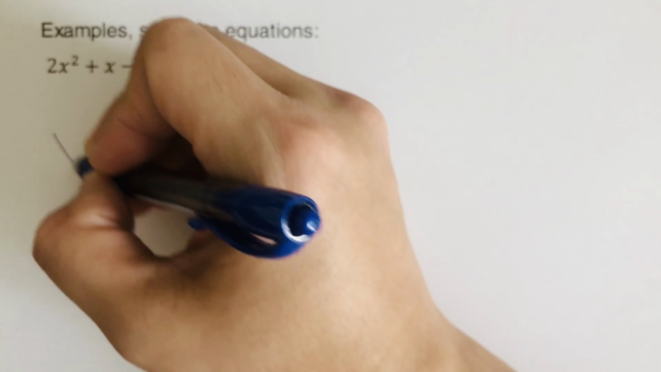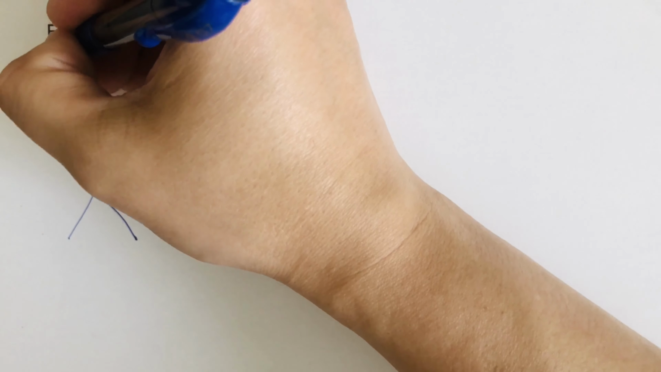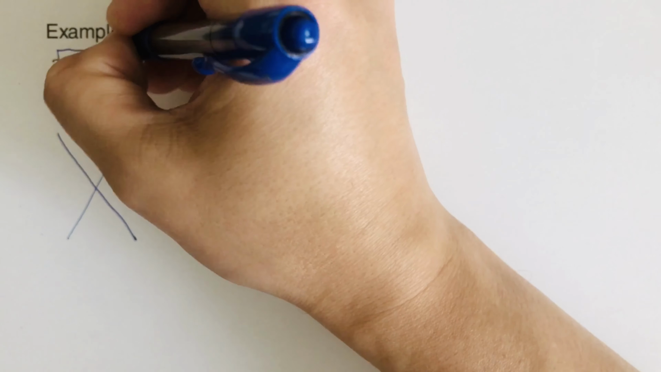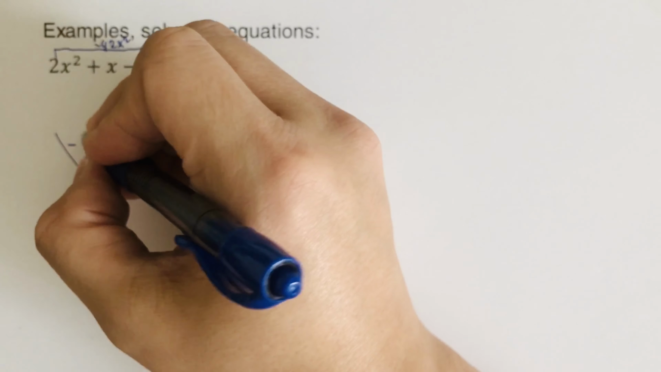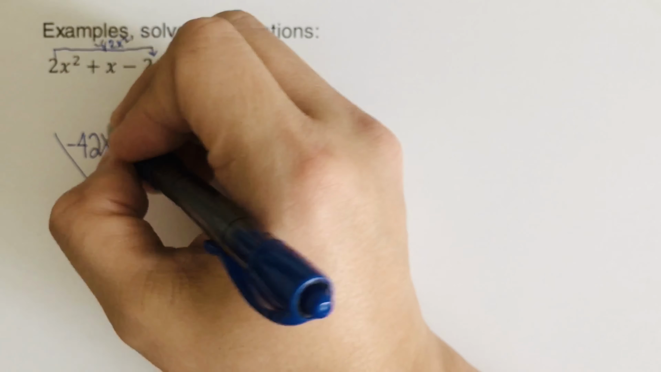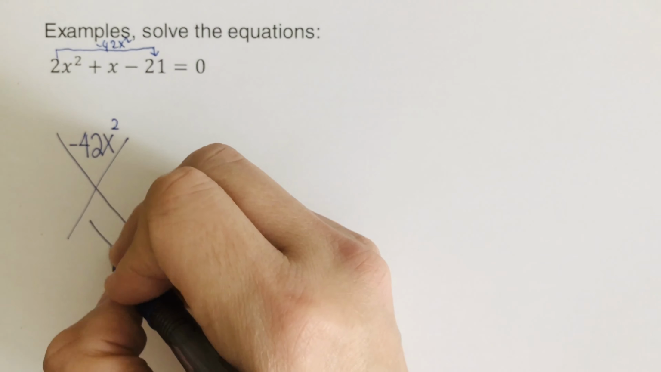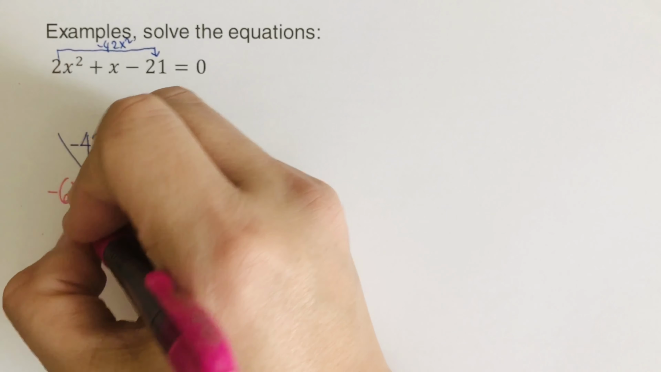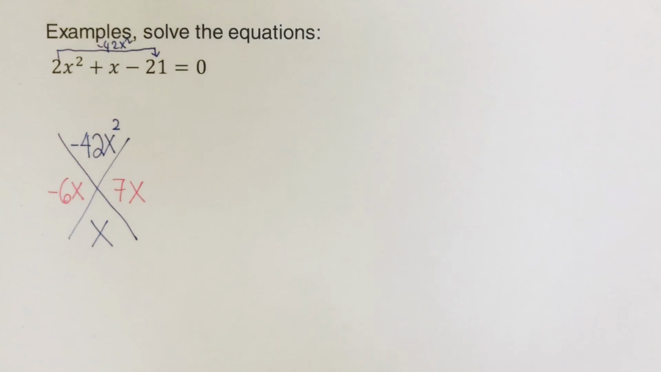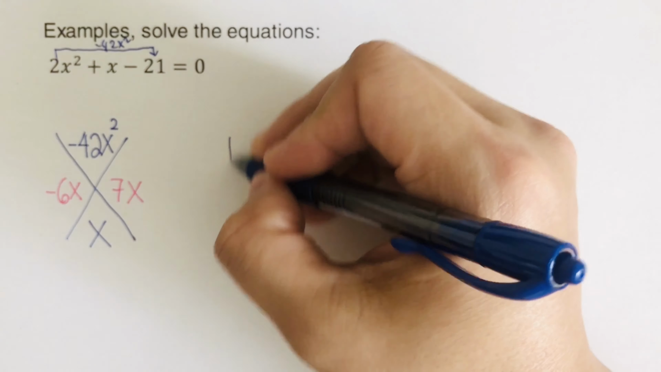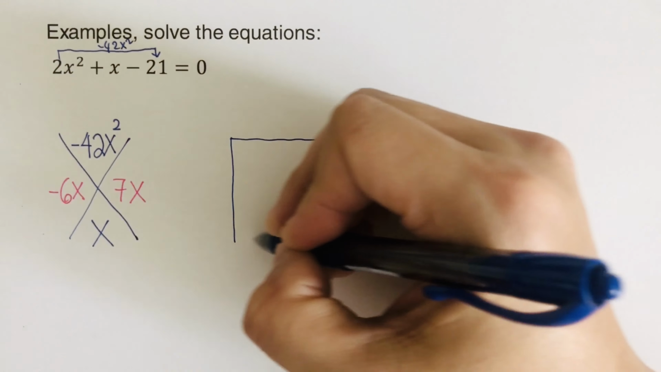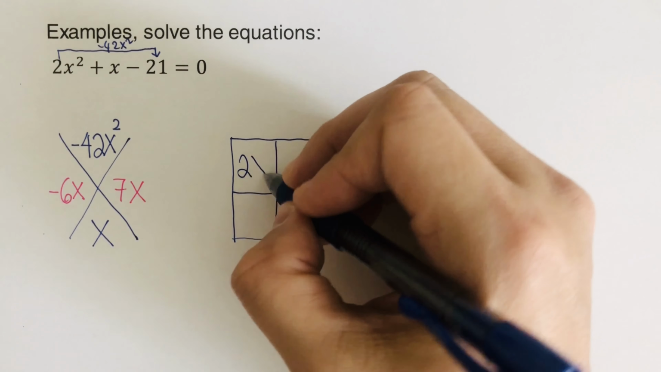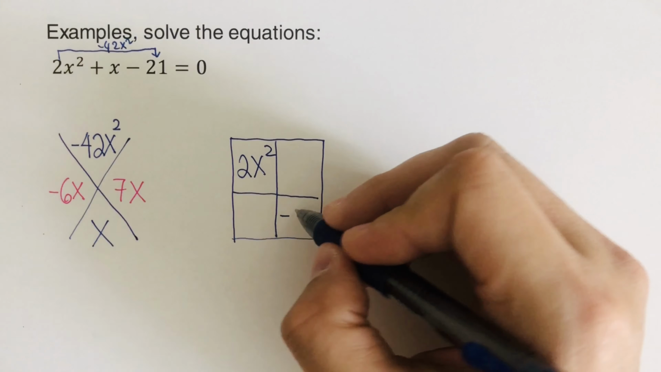So again, we're going to use the diamond. We multiply these two. This is negative 42x squared. That's the one that we write on top of the diamond, negative 42x squared. And we get an x at the bottom. Then we find the factors. This would be negative 6x and 7x. From here, we are going to draw the box, a 2 by 2 box here. So the terms that we put inside the box would be 2x squared and then negative 21.